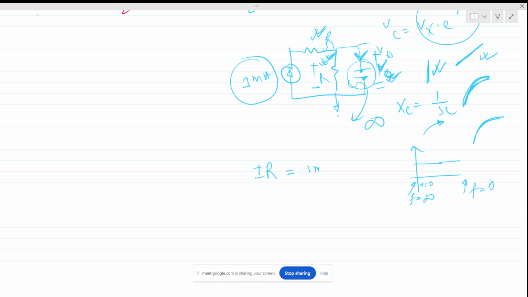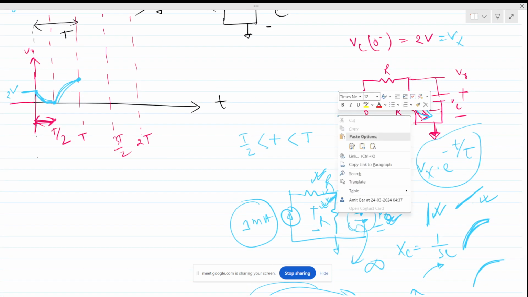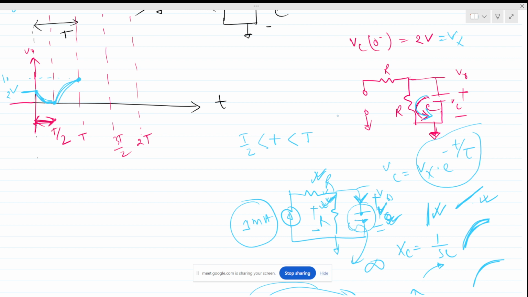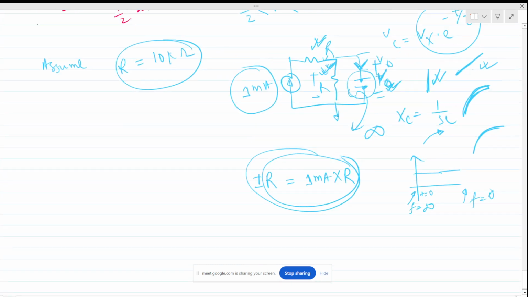So this will be nothing but 1 milliamp into R, right? So this voltage becomes 1 milliamp into R. And we are assuming that 1 milliamp into R is greater than 2 volt. Assume R equals 10k, this is the case. So this will be 10 volt, right? Up to this, it is clear. So now it is charged to, let's say, 10 volt.